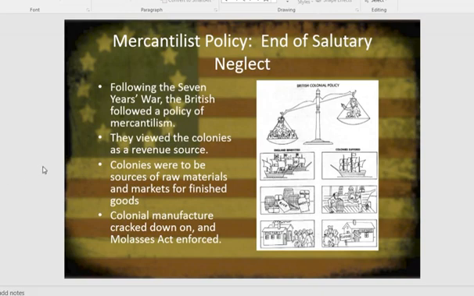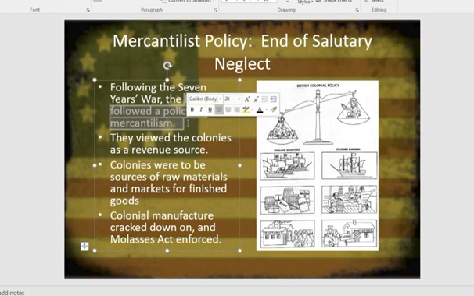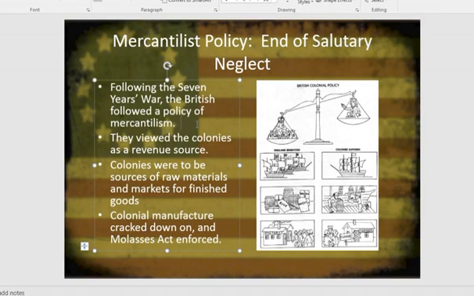Now, this is going to see the end of salutary neglect. Basically, the British are getting more and more involved in American affairs. Okay, the British are going to increase their following of a mercantilistic economic policy. We talked about mercantilism in the past. Mercantilism basically means that colonies exist to make money for the mother country.